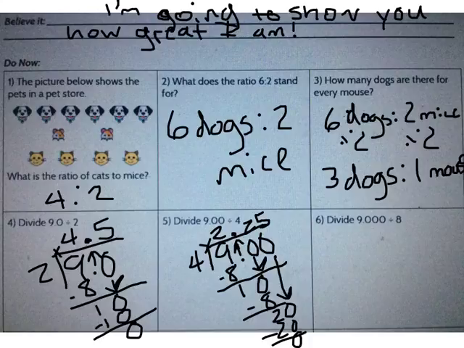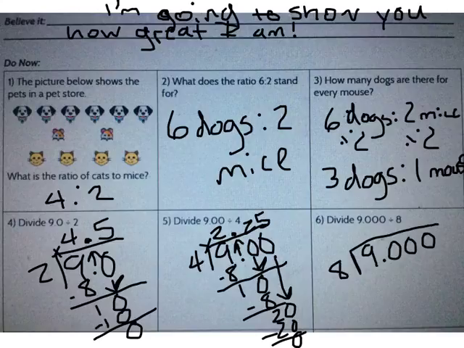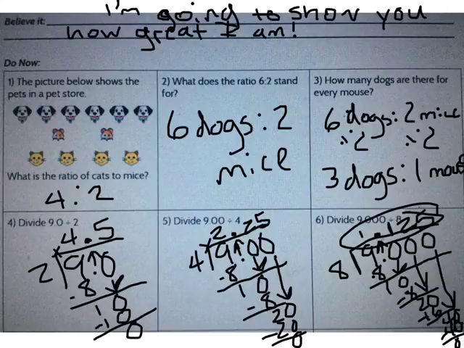Now you try one. What's 9.000 divided by 8? Don't forget to bring your decimal straight up. 9 divided by 8 is 1 125/1000.